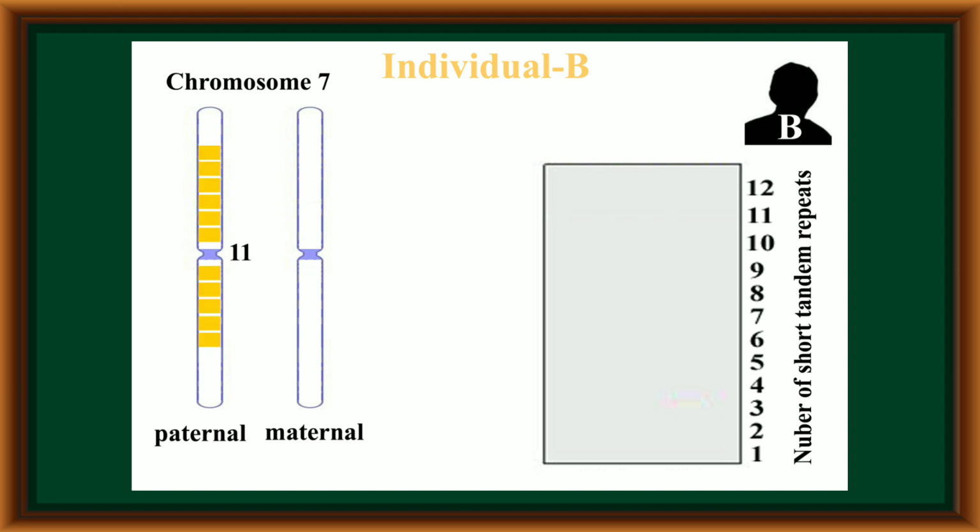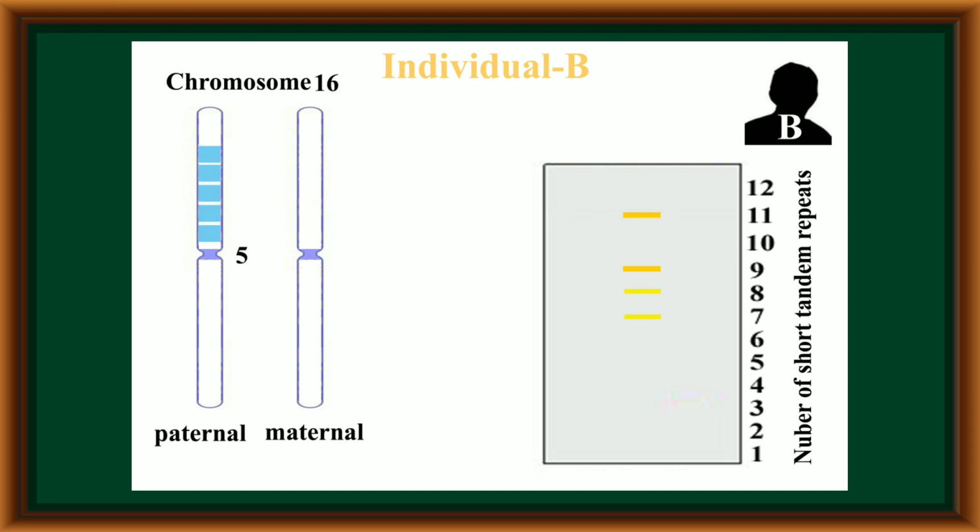The paternal chromosome has 11 repeats, so it forms a band opposite to 11. The maternal chromosome has 9 repeats, and it forms a band opposite to 9. Chromosome 2 pair: the paternal chromosome has 8 repeats and forms a band opposite to 8. In a similar way, the maternal chromosome has 7 repeats, so it forms a characteristic band opposite to 7.